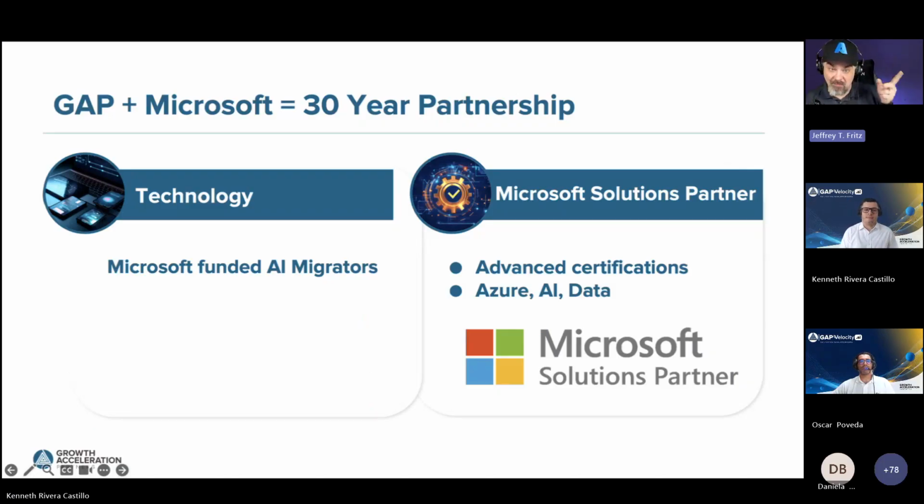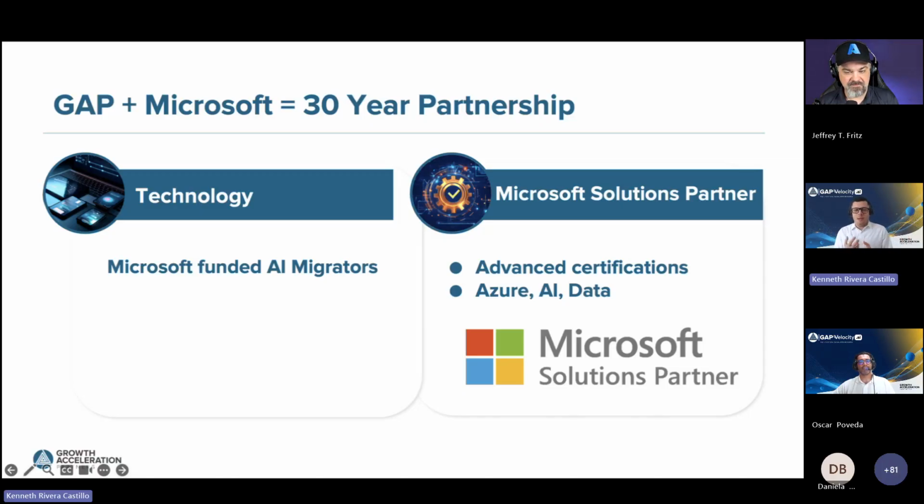Now I want to bring on my friend Ken from Growth Acceleration Partners, or GAP, to tell us a little bit more about their partnership with Microsoft and what we can expect going forward. Yeah, absolutely. Thank you, Jeff. And first of all, pleasure to be here. My name is Kenneth Rivera. I'm from Costa Rica, and I'm the Vice President of Engineering at GAP. And GAP is a consulting and technology services company. We provide custom software, data modernization, and modernization solution, which is what we're going to talk about today.